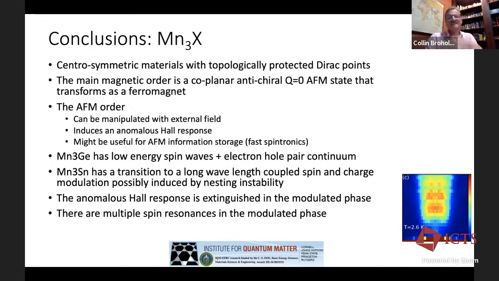So I'm going to skip this, and I just want to summarize that we have an antiferromagnetic state that has the character of a ferromagnet, and therefore it leads to Weyl points that then lead to an anomalous Hall effect. And then I was pointing out an instability that exists in particular for the manganese tin case into this complex structure that involves an interplay between spin and charge, and where you lose, in fact, the Hall response.